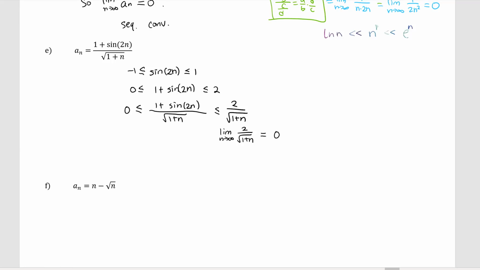So we have the left bound is 0. The right bound has the limit 0. That forces, by the squeeze theorem, the limit of the middle guy to also be 0.